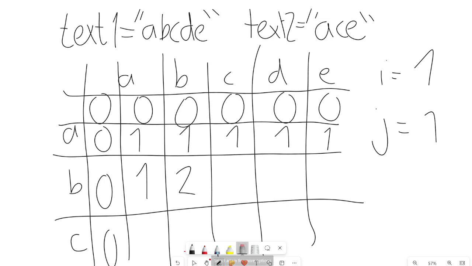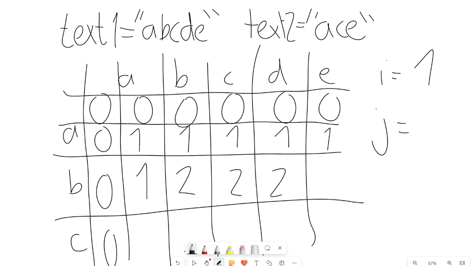We increment J again. J is now 2. We check, are C and B matching? No. So we set it as the max between top and left, which is 2. We increment J again. J is now 3. Do D and B match? No. So we set it as the max between top and left, which is 2. We increment J one more time.